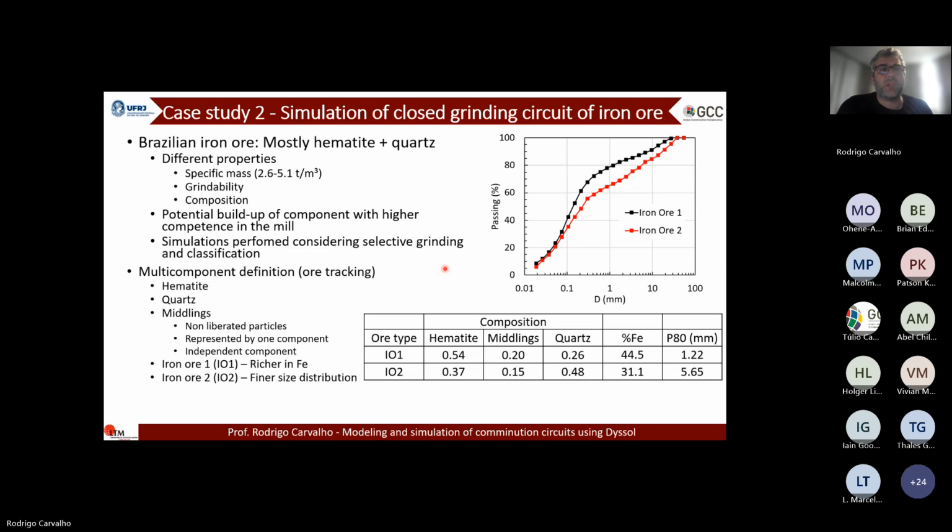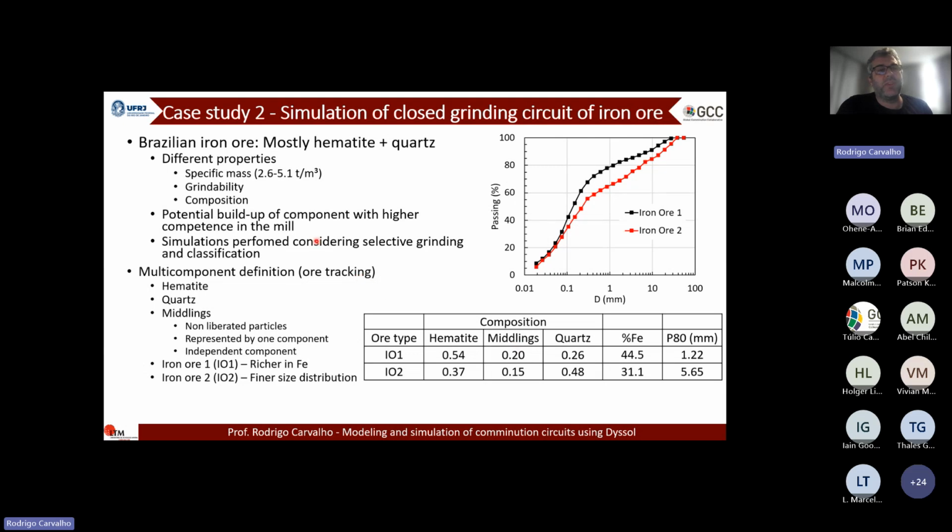streams. So what we idealized here, considering the representative material of the Brazilian iron ore, which is mostly hematite and quartz, consider different properties. So the density goes from 2.6 of quartz particles up to 5.1 tons per cubic meter, representing the hematite particles. Each of these components has its own grindability, and the ore has its own composition. So the combination of hematite, quartz, fully liberated particles, and also some mixed particles that we call here the middlings.